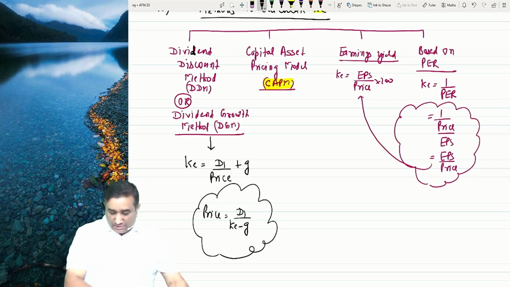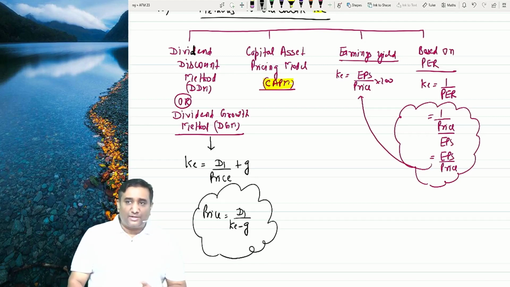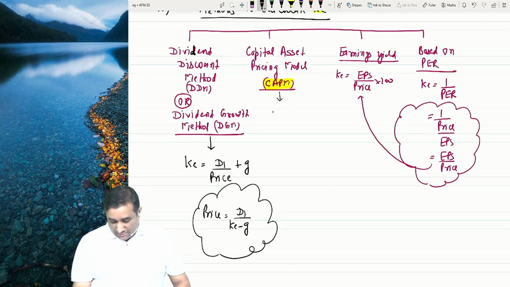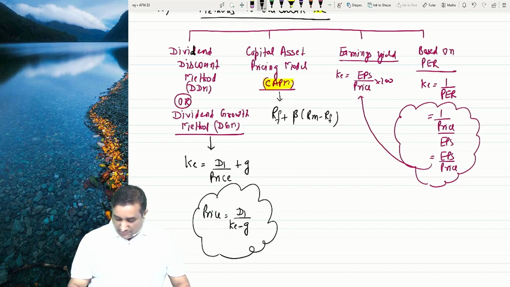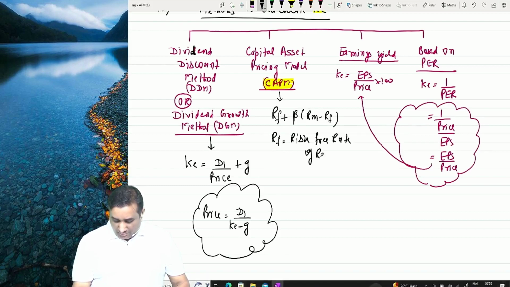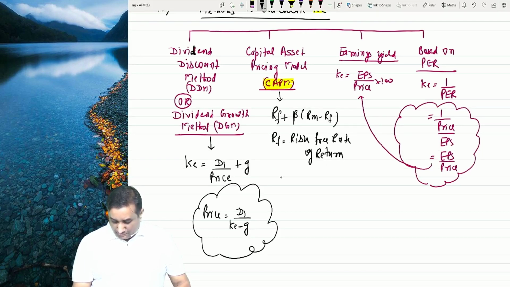My objective was to move on, because we have done the beta part, I just want to do the CAPM so that you are able to read that formula in language terms. Anyone who remembers the CAPM formula, please? RF plus beta into RM minus RF. RF stands for risk-free rate of return. Just copy that down. We'll discuss in detail.